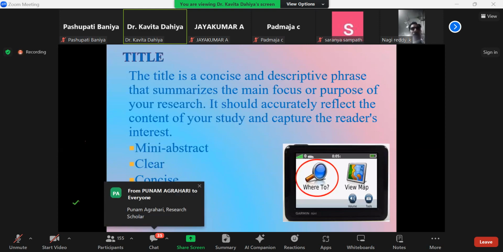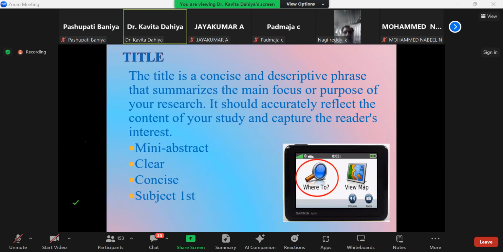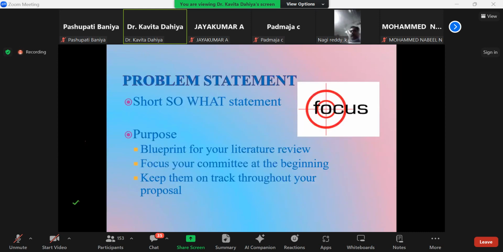Because the title of the research or problem statement is giving birth to the objectives of the study. Out of these objectives of the study, we are deriving the hypotheses which we are going to test in the study. So the title is a mini abstract. It needs to be clear, it needs to be concise, subject first. The problem statement needs to be very short.